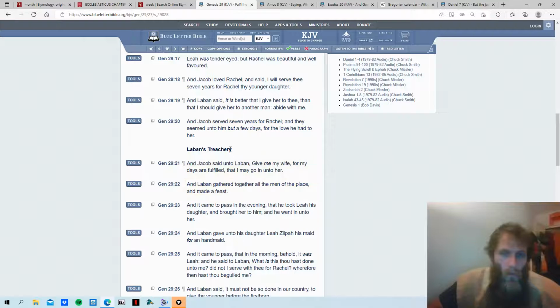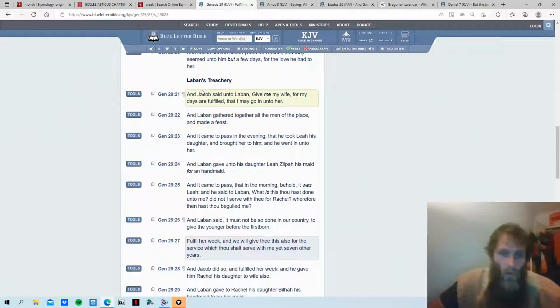So reading on, it says, verse 19, "And Laban said, It is better that I give her to thee than that I should give her to another man. Abide with me." And Jacob served 7 years for Rachel, and days seemed unto him but a few days for the love he had to her. And Jacob said unto Laban, "Give me thy wife, for my days are fulfilled that I may go into her." So after the 7 years, he told Laban, "Hey, give me my wife, because I did what I promised you, and I served 7 years for her." Verse 22.